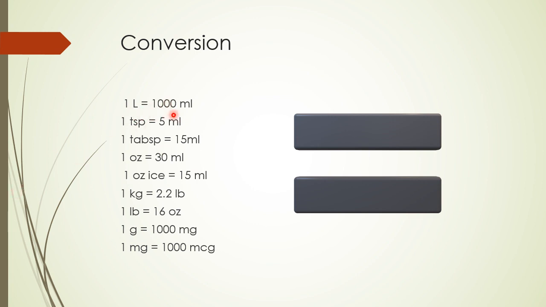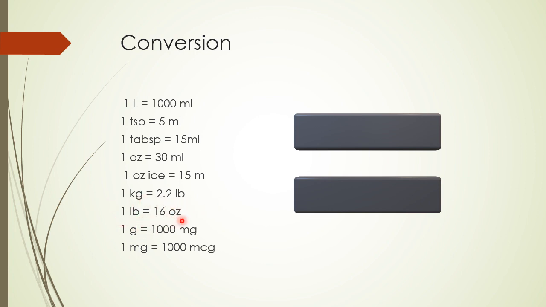Others know that 1 liter is equal to 1000 ml, 1 teaspoon is equal to 5 ml, 1 tablespoon, that is big spoon, is equal to 15 ml, 1 ounce is equal to 30 ml, 1 ounce is equal to 15 ml, 1 kg is equal to 2.2 pound. During the NCLEX examination, most of the time they ask you a question in kg and they ask you to convert using the pound formula. So you need to remember 1 kg is equal to 2.2 pound.